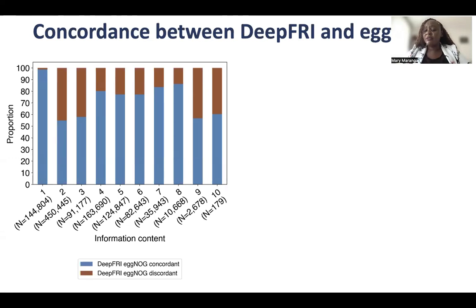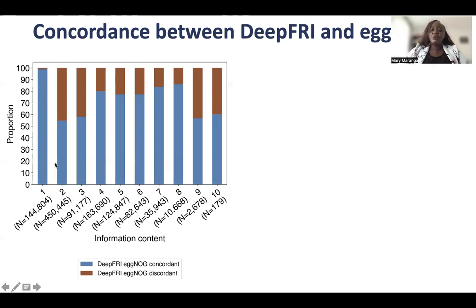Here, we stratify annotations into 4 categories. The first category is concordant. By concordant, we mean we look at genes annotated by DeepFRI and EGGNOG, and we see whether genes obtained functions at the same information content level. By discordant, it means the annotation disagrees, but annotation exists for both methods. We also have DeepFRI unique and EGGNOG unique, where a gene only obtains information from one method.